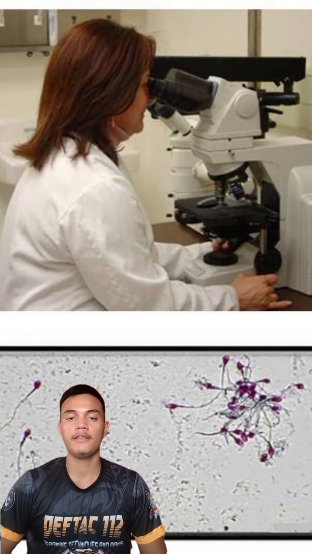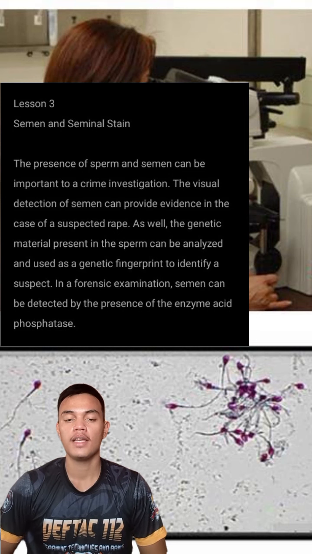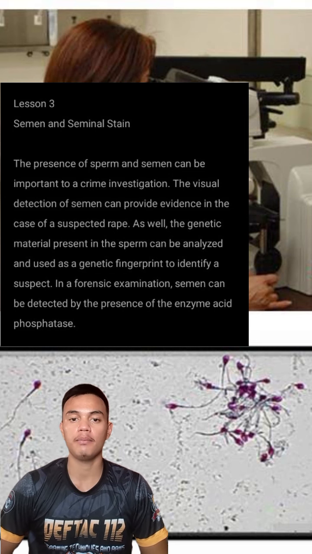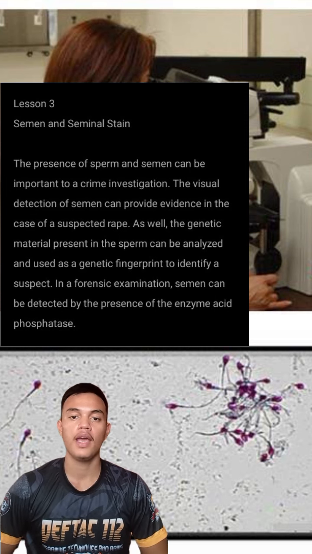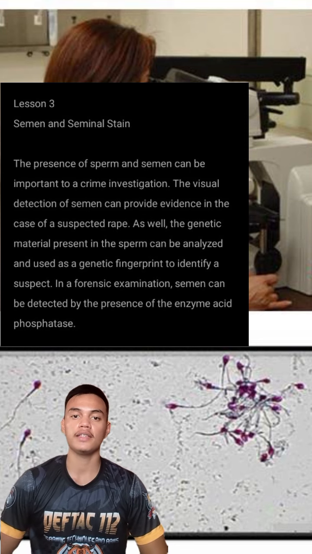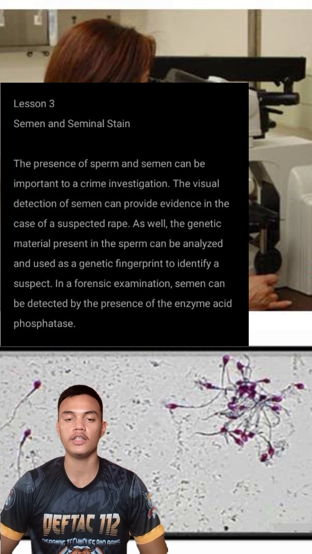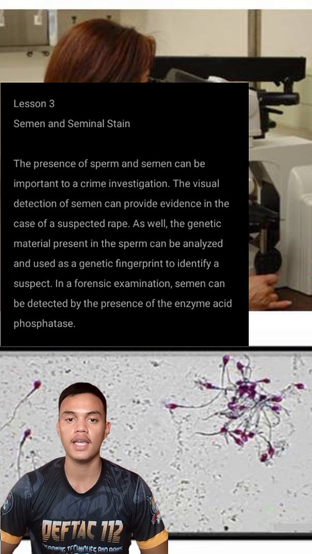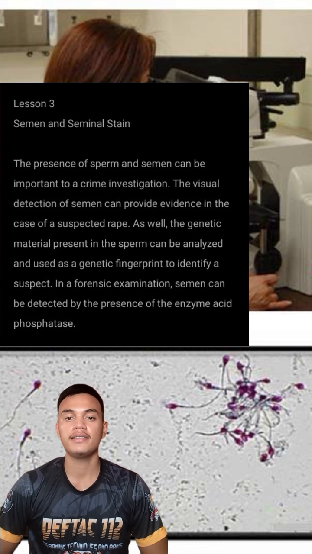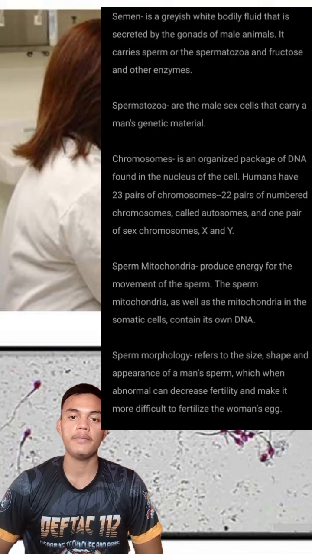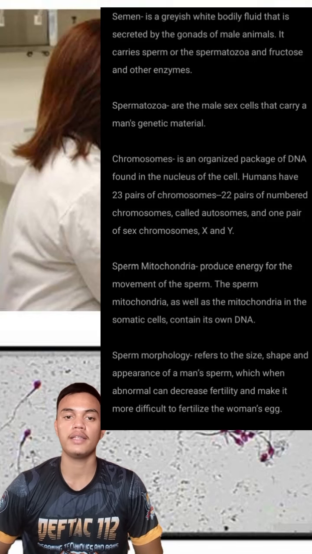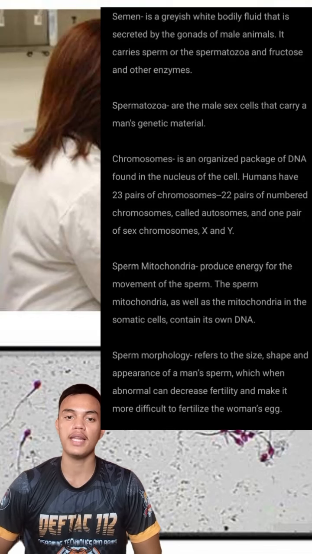Lesson 3. Semen and seminal stain. The presence of sperm and semen can be important to a crime investigation. The visual detection of semen can provide evidence in the case of a suspected rape. As well, the genetic material present in the sperm can be analyzed and used as a genetic fingerprint to identify a suspect. In a forensic examination, semen can be detected by the presence of the enzyme acid phosphatase. Key terminologies. Semen is a grayish-white bodily fluid that is secreted by the gonads of male animals.